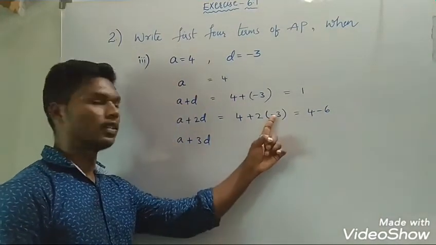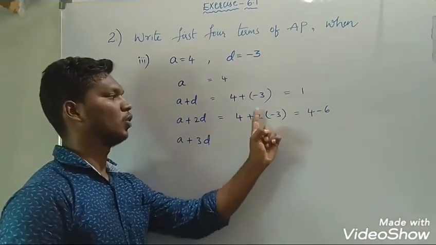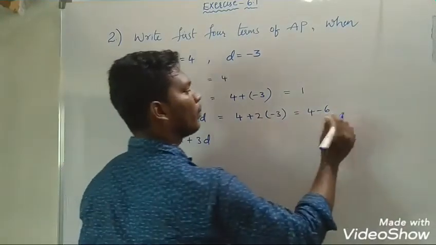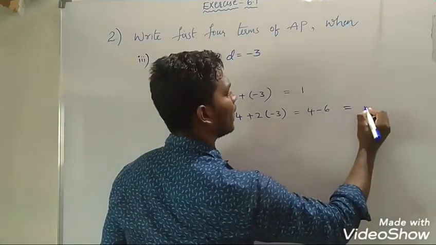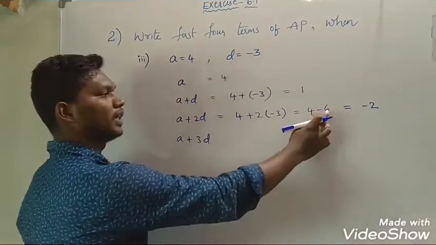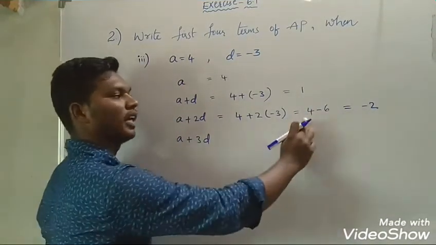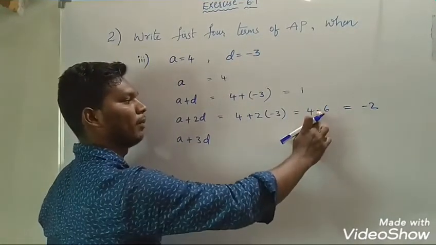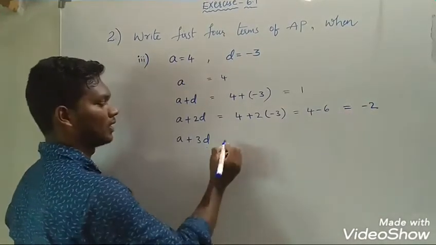So plus into minus, minus. So 4 minus 2 into 3, 6. So 4 minus 6, what is the value? So minus 2, right? Because 6 is bigger, before 6 we have minus. So 6 minus 4 will be 2, and we have the minus symbol before 6. So minus 2 is the answer.